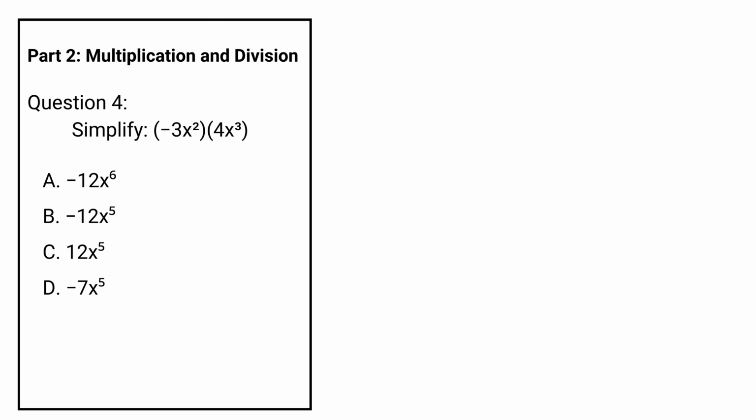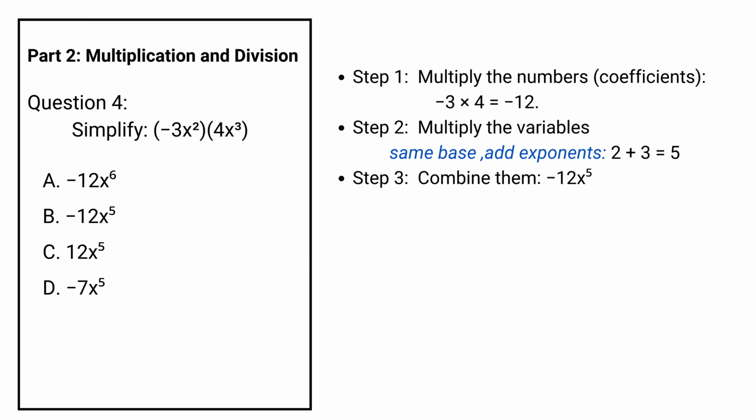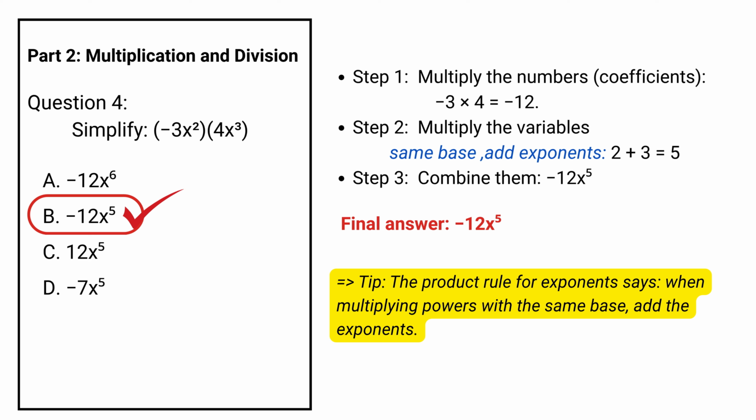Next, let's move to multiplication of terms. Simplify. Negative 3x squared times 4x cubed. When you multiply, you handle the numbers and the variables separately. Negative 3 times 4 equals negative 12. For x, since the base is the same, we add the exponents. 2 plus 3 equals 5. So the answer is negative 12x to the 5th power. That's the product rule for exponents. Add the powers when multiplying same bases.